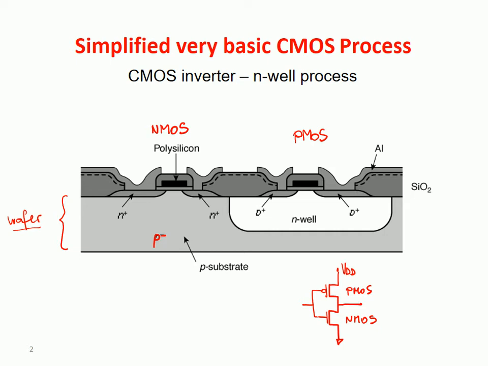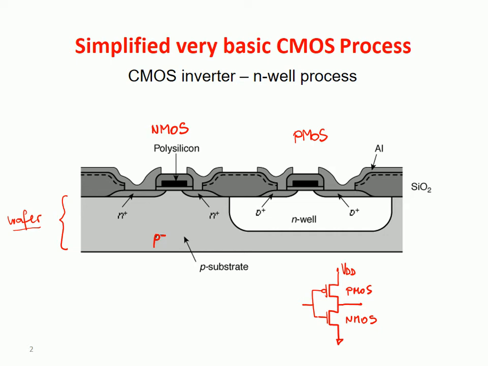Then, the first thing that is created into the wafer is this N well. The well means a region that is doped with donors, so it becomes N-type. And in the N well, one can fabricate the P-MOSFET, and in a P-substrate, one fabricates the N-MOSFET. This type of process is called N-well process because there is just one well of N-type.